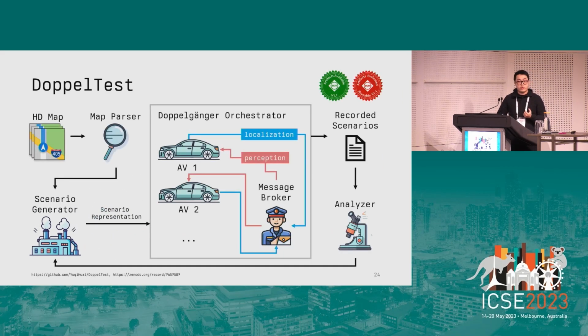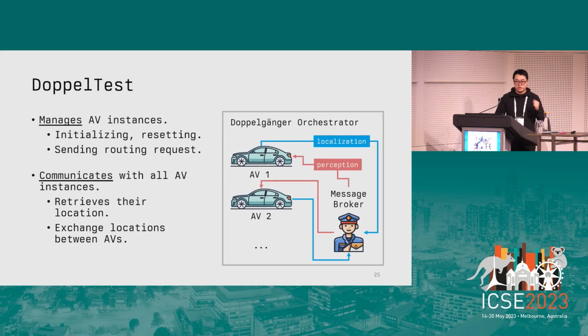So once the scenario representation is ready, it gets passed into the Doppelganger orchestrator. This is where all the AVs get orchestrated to perform a simulation. It manages all the AV instances, initializing them, resetting them, and sending the routing requests. It communicates with each of the AV instances, retrieving their locations and exchanging locations between the AVs.